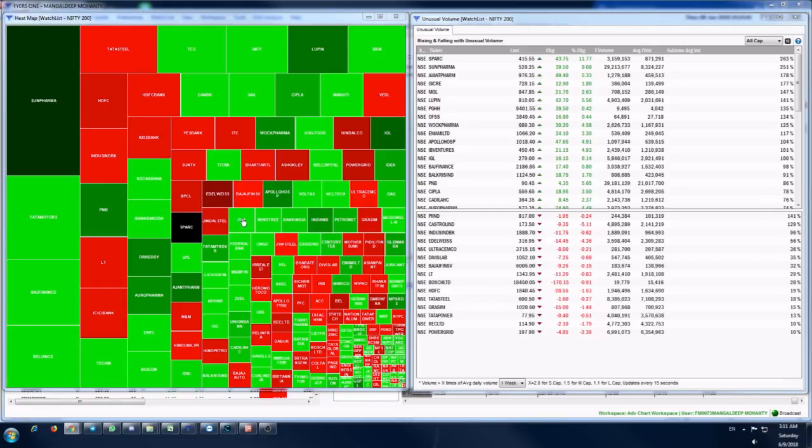but the type of scanning that the heat maps and the unusual volume provide you. So try it out, guys. This is very effective, because everything is based on volume. Volume is the one which drags the stocks either in the upward or the downward direction, right? So this is something which can be tried. Try it out and let me know if it works for you.